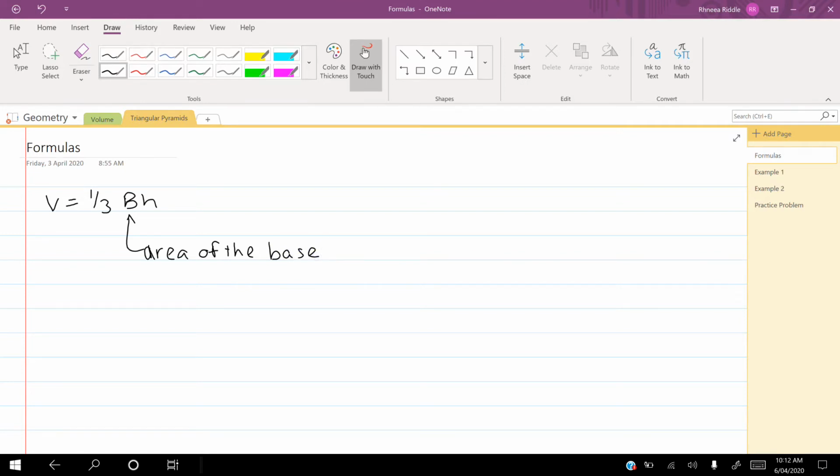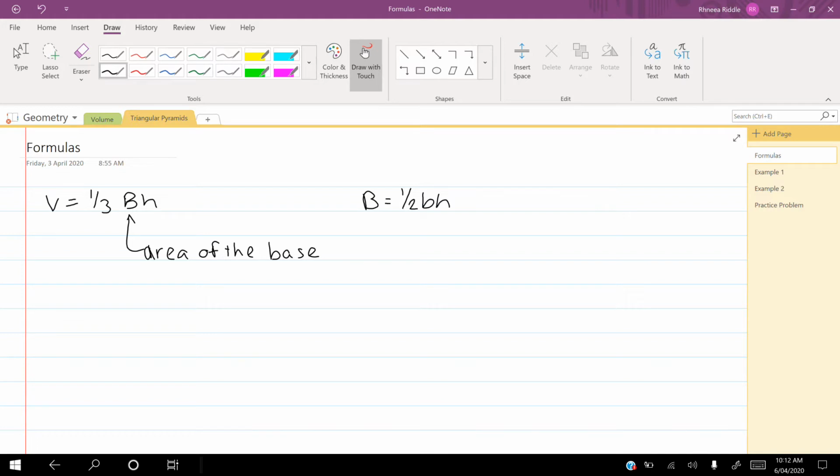So if we have a triangular pyramid, that means the base is a triangle. So the base area is going to be 1/2 base times height. And by this base, we mean the length of the bottom.